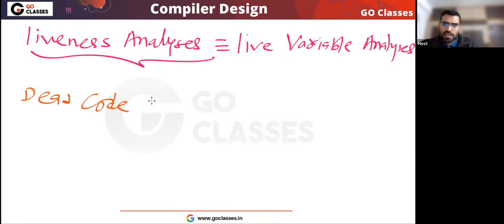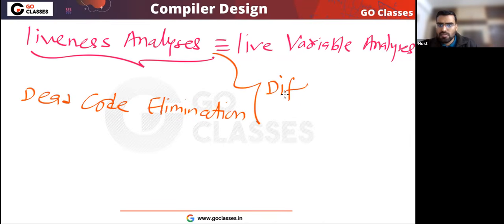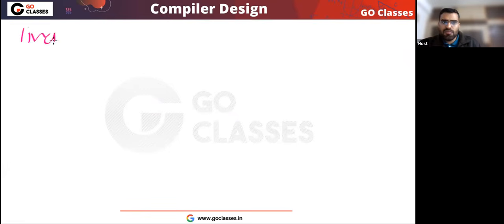Dead code elimination. What is the difference? Can anyone tell me? Is there any difference between these two, liveness analysis and dead code elimination? See, let me tell you, this is just analysis. This will give you some information. Remember, this liveness analysis will tell you which variable is live, which variable is dead.